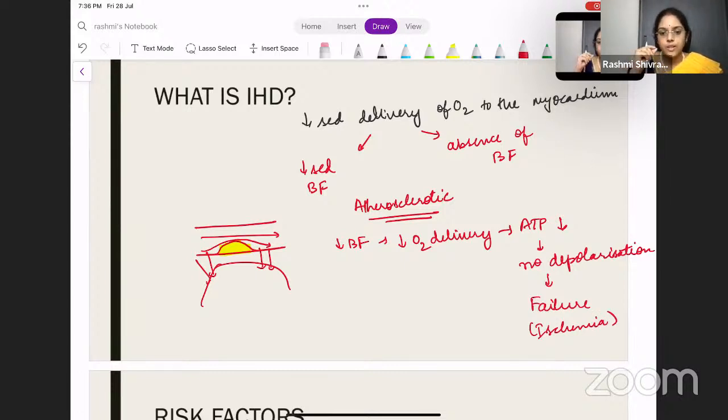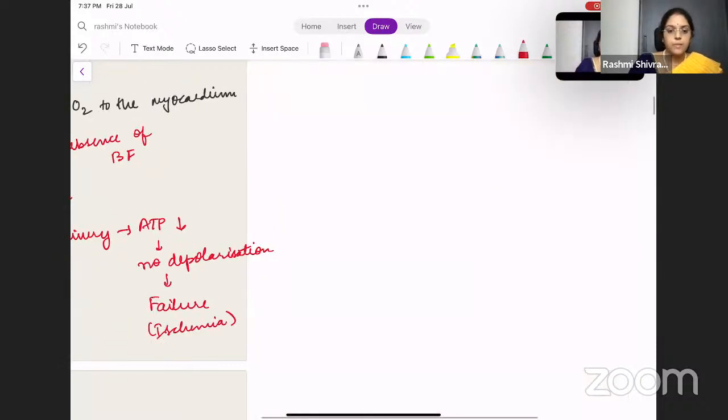Okay. So when there is decreased blood flow, there is decreased oxygen delivery. Because of that, the ATP is reduced. There is no depolarization, so the muscle goes into ischemia. This is very, very important. There is ischemia when there is less ATP production. Okay. So what can happen?